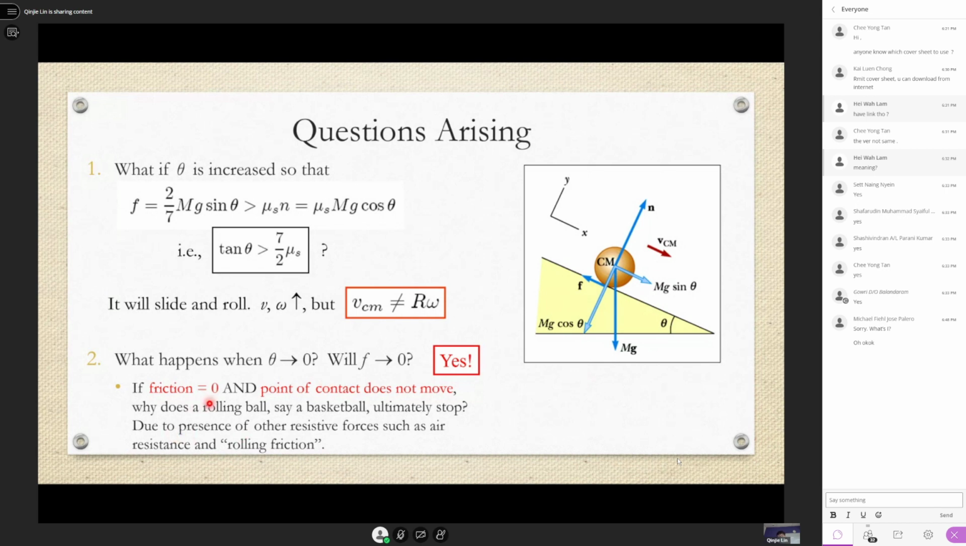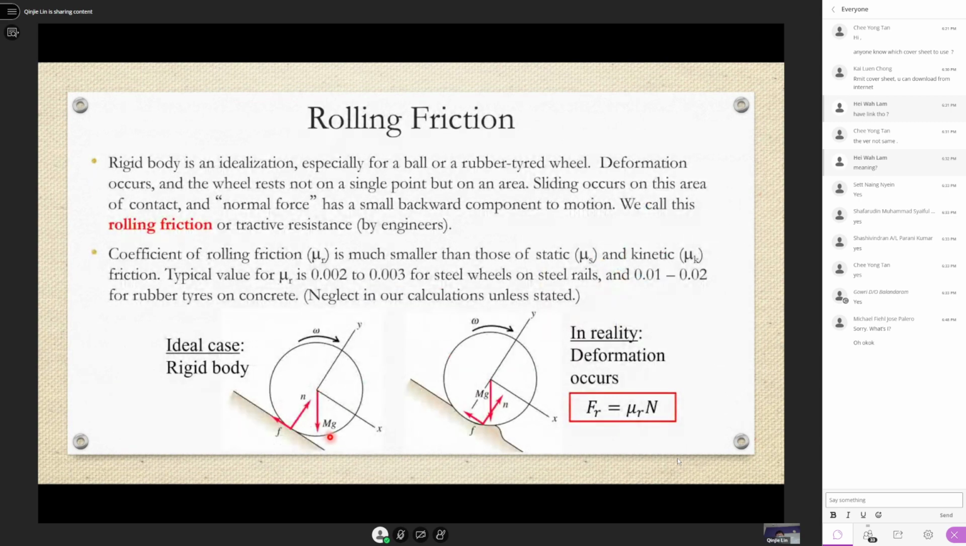So if friction equals 0 and the point of contact does not move, why does a rolling ball, say a basketball, ultimately stop? So imagine something rolling, right? Then the slope becomes 0. The rolling object, technically, it will continue to roll, right? And then it wouldn't stop because there is no friction trying to stop it, right? But in real life, there will be other resistive forces, such as air resistance. Air resistance will try to stop the ball. And then also there's this thing called rolling friction due to imperfections along the ground and also the ball.